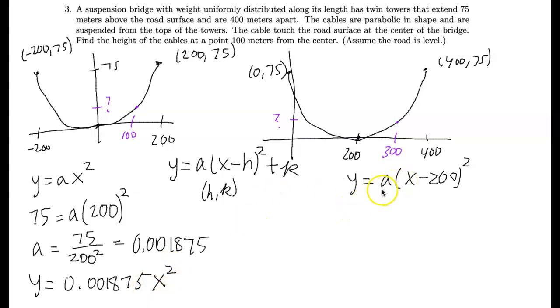Alright, and again, same thing over here. You can pick either ordered pair, plug it in, and solve for a. So I'm still just going to stick with this form. You're going to get the same answer if you use this one.